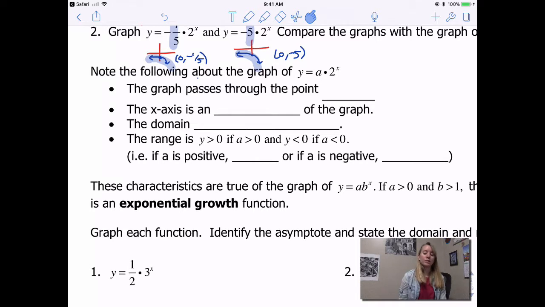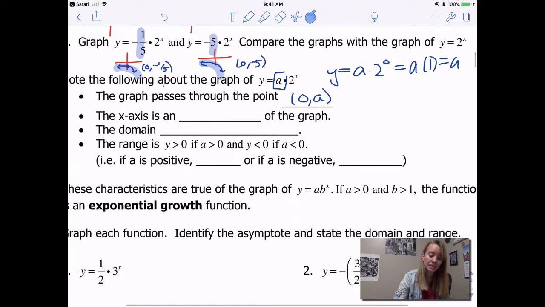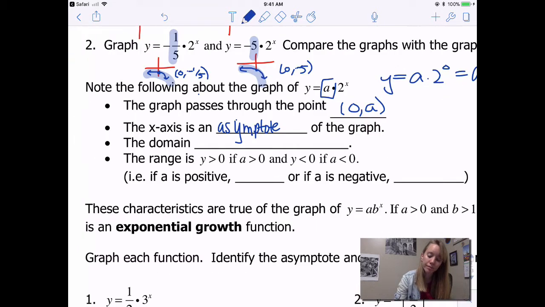So if I've got y equals a times 2 to the x, this number a is always going to be the y-intercept. So the point (0, a) is always going to be on our graph. That is because y is a times 2 to the 0, and 2 to the 0 is always 1, so that's going to be a times 1, which is a. The x-axis is a horizontal asymptote of the graph. That's the line y equals 0.